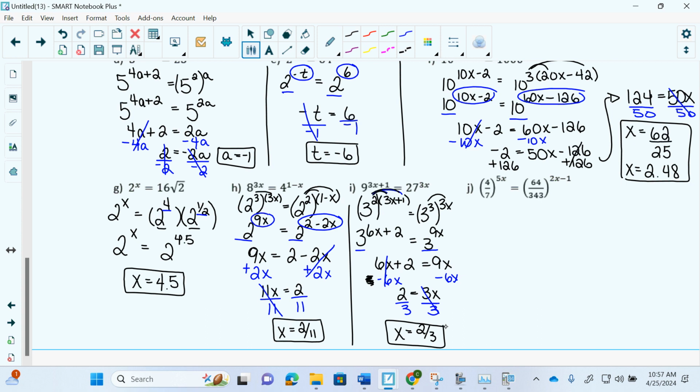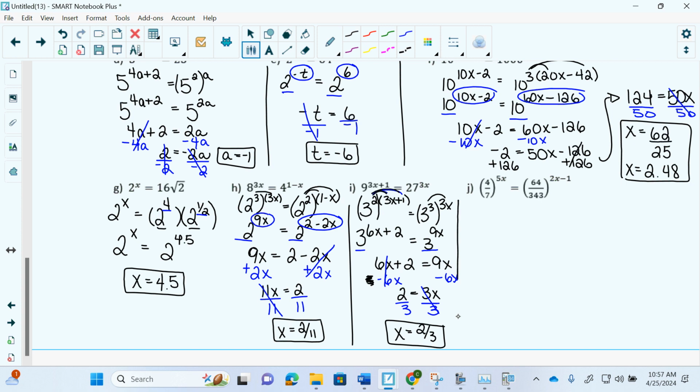Okay, last one we're going through. We talked about this one yesterday when we were making common base. So we have 4 and 7, 64 and 343. Some people get overwhelmed at that. But remember, the 4 can be made into base 4. Correct? So we'll look at it partly.